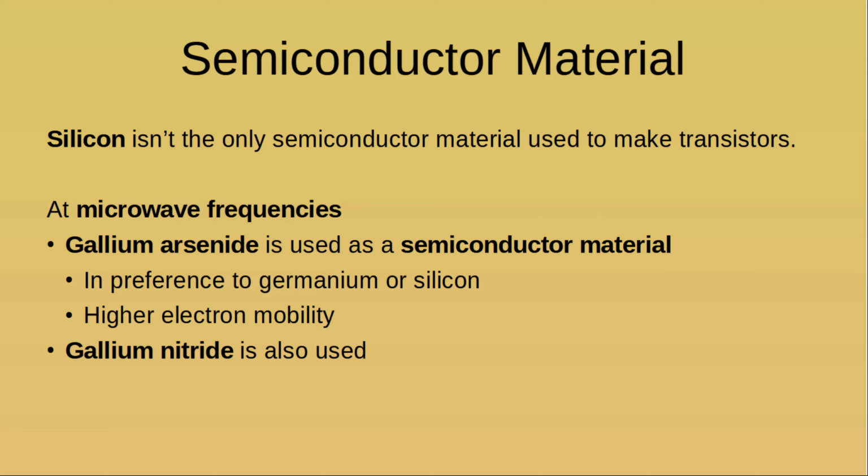Like I mentioned earlier, for high frequency like microwave, instead of silicon, we use gallium arsenide or gallium nitride. Gallium arsenide is probably more popular. It has a higher electron mobility than silicon, which is one of the reasons why it's used. So that allows the conduction to be faster.